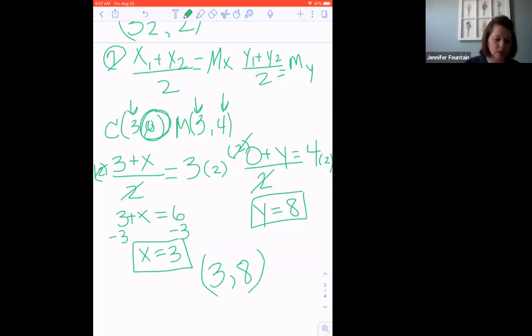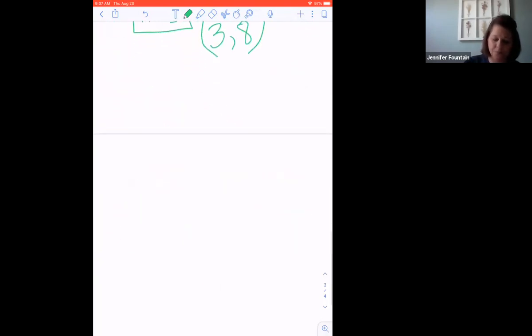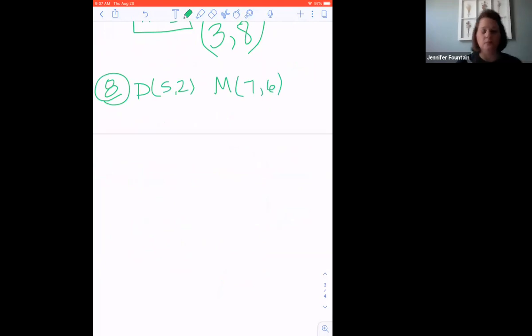All righty, let's look at number 8. Our one point that we know is (5, 2). Our midpoint is (7, 6). So we're going to plug in 5 for our known x value, the variable x for our unknown, divided by 2, is equal to the x value in my midpoint, which is 7.